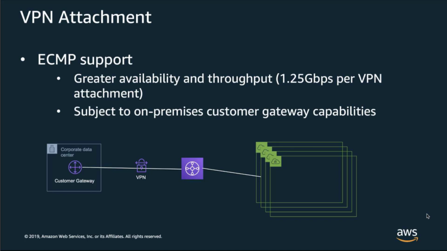On the AWS side, the good news is we'll scale up to as many ECMP connections as your on-prem equipment can support. So 20, 40, easily doable out of the box as long as your on-premise equipment can support that. We'll natively support that and aggregate that throughput.